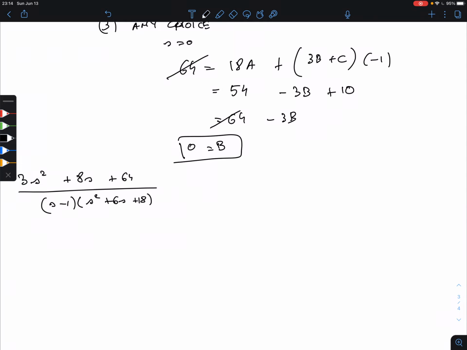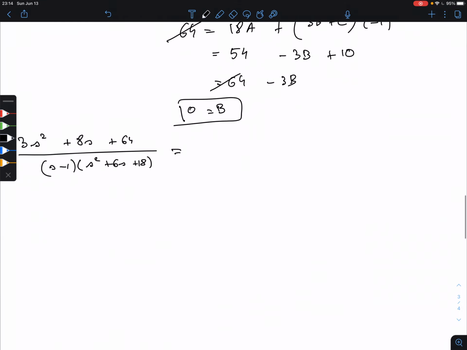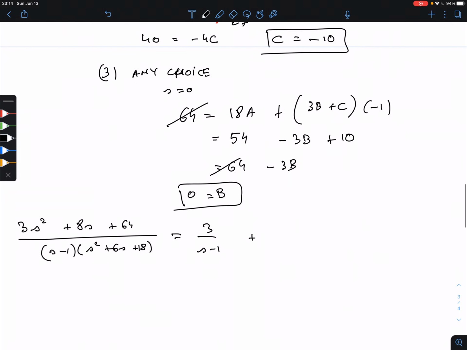Okay, so this one is now equal to a. What was a? A was 3. So 3 over s minus 1, plus b times, but b was 0, s plus 3. So we don't have this s plus 3 here. But you might say, oh, so it was wasted effort to do this. No, not at all. And then plus c, and c was negative 10. So minus 10 over s plus 3 squared plus 9.